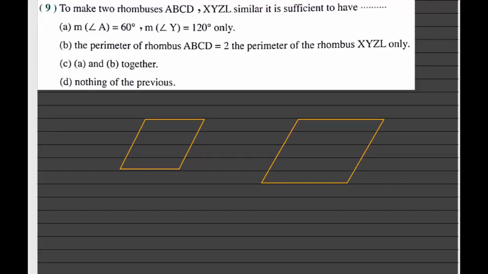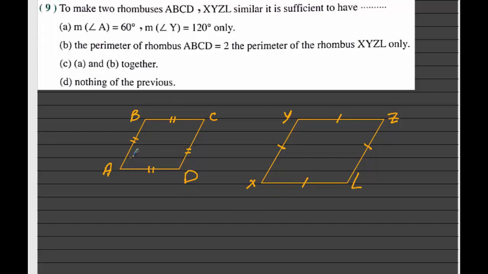The first one is A, B, C, D, and the second is X, Y, Z, L. Here the four sides are equal in length, and here also XY equals YZ equals ZL equals XL.